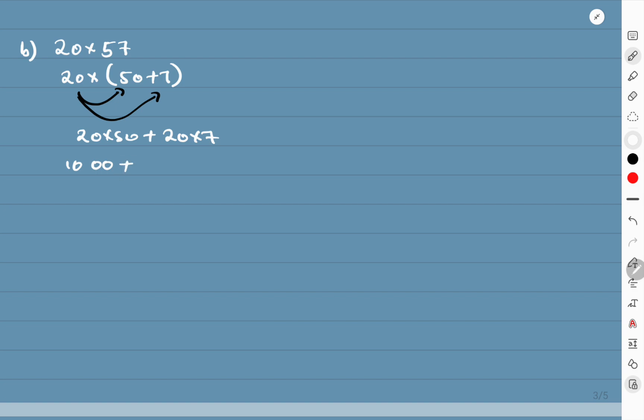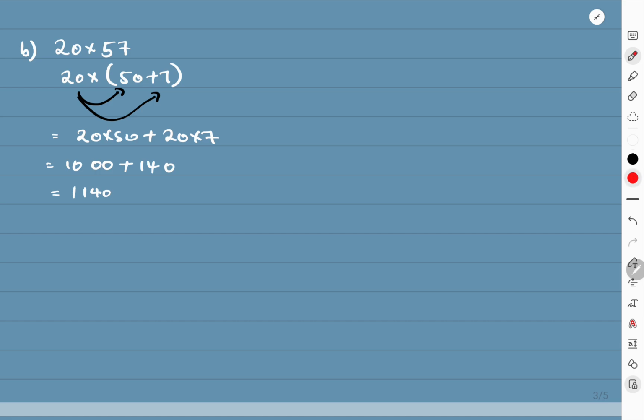Plus 20 times 7, the 20 has a zero, 7 times 2, that is going to become 14. Therefore it means I'm going to have 1000 plus 140. My answer becomes 1140 without using a calculator. Therefore 20 times 57 becomes 1140.